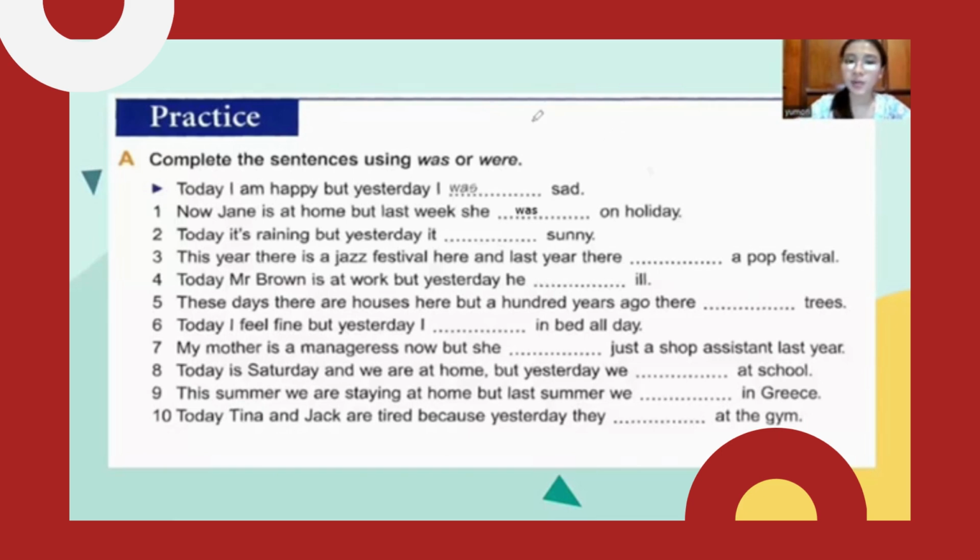Alright, so now let's check the answers. Number 2. Today, it is rainy, but yesterday, it blank sunny. Okay? Yesterday, it blank sunny. So the subject, it, right? So is it singular or plural? Yes, it's singular. So what do we have to put? Was. Okay, so it was sunny.